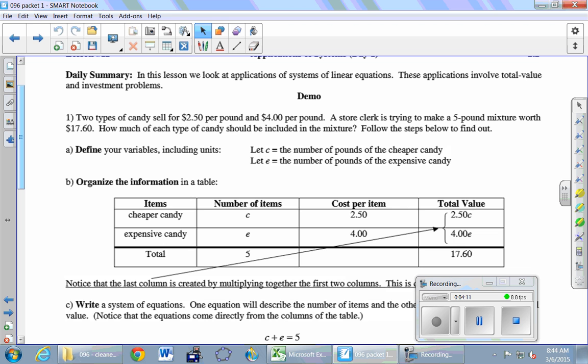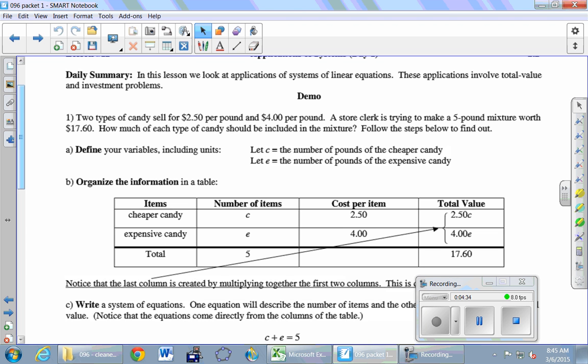I also want to point out at this moment that when we said 5 pounds of the expensive candy, what calculation did we do to find the value of that bag? We multiplied the 5 pounds of candy times the $4 per pound, yes? That was a very natural thing to do, was multiply the amount of candy by the cost per pound. Keep that in mind. Okay, step A, define your variables, including units.